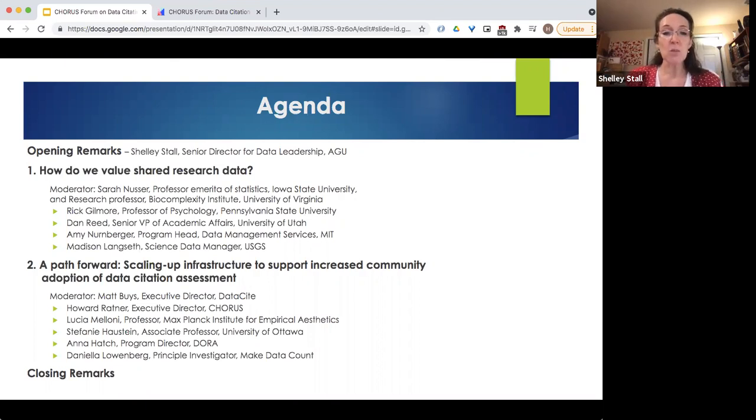Today, we have two panels to help us understand where we are and consider possible next steps. Dr. Sarah Nusser, Professor Emerita of Statistics at Iowa State University and Research Professor of the Biocomplexity Institute at the University of Virginia, is leading our first panel, considering the lens of the researcher from the point of view of academia and government-funded research. And our second panel is led by Matt Byes, the Executive Director of DataCite, highlighting the current infrastructure efforts and the need for increased adoption of practices and policies that support both quality and quantity aspects of data and software preservation and sharing.